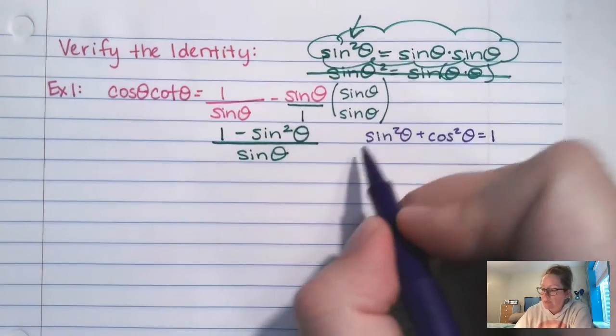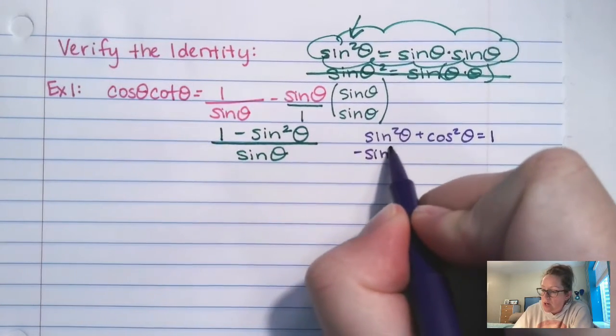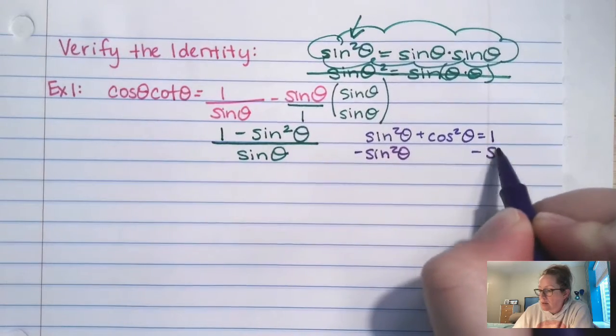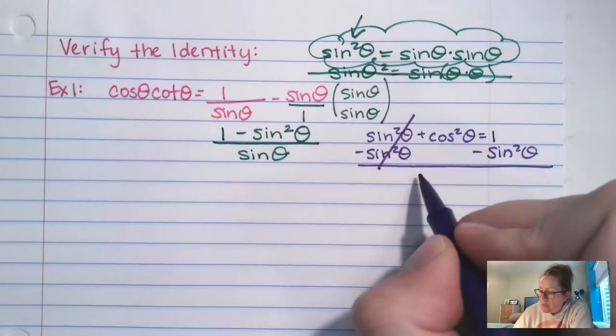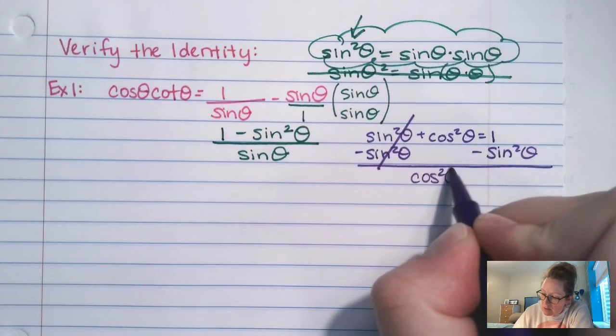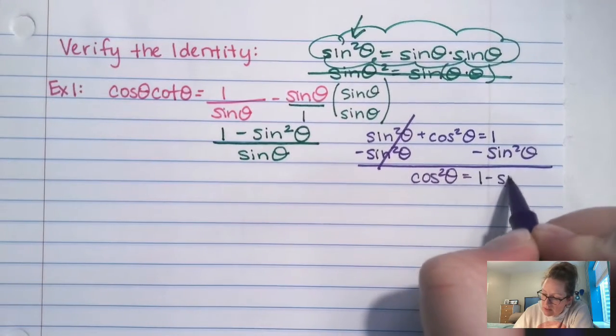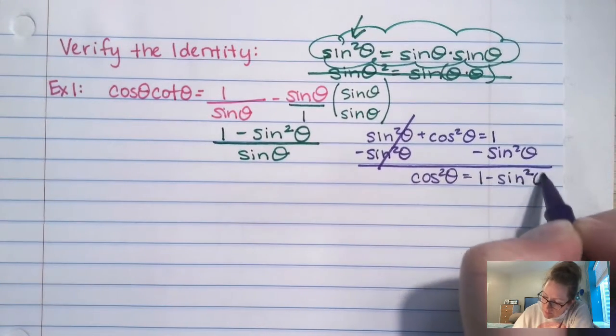Well, sure I could. I could subtract sine squared theta from both sides. So cosine squared theta is the same thing as 1 minus sine squared theta.